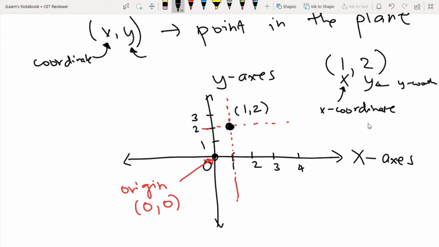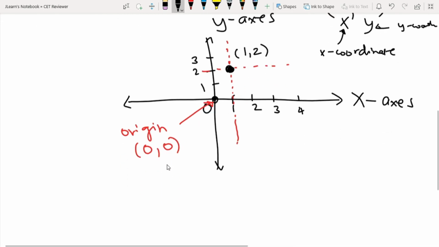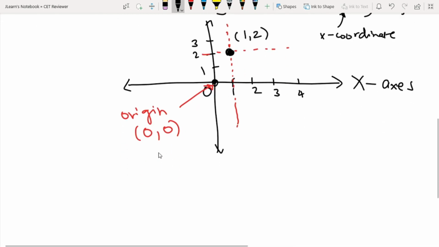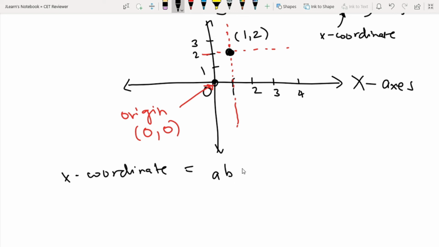Okay? So, may isa pang tawag dyan. Kung minsan kasi ginagamit nila yung iba-ibang terms para medyo nakakalito. So, yung another term for x-coordinate is the abscissa. And yung y-coordinate, we call that the ordinate.